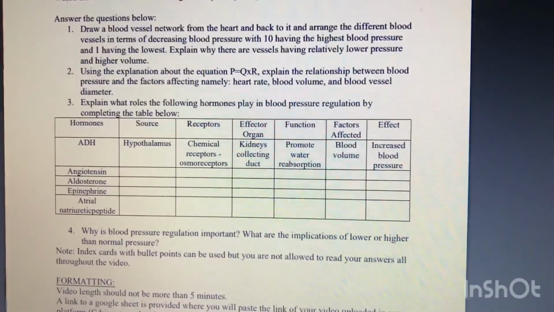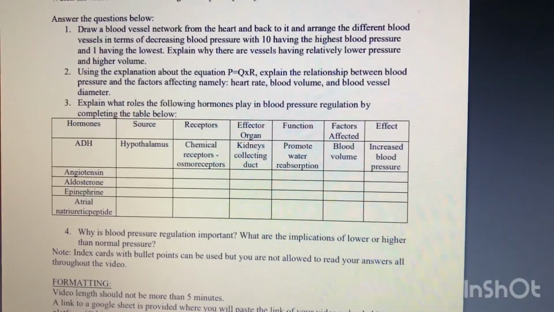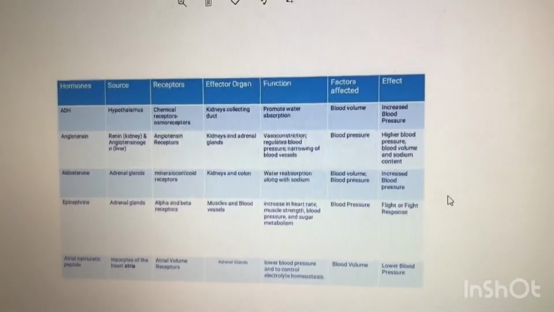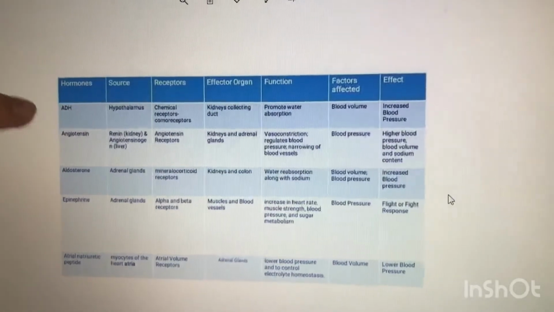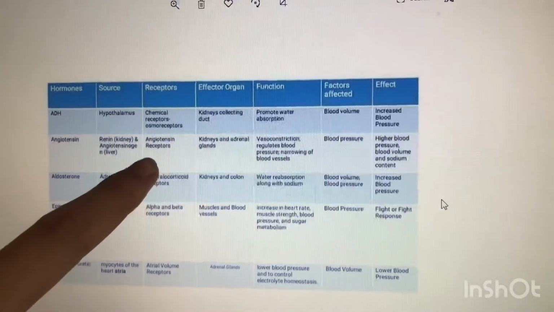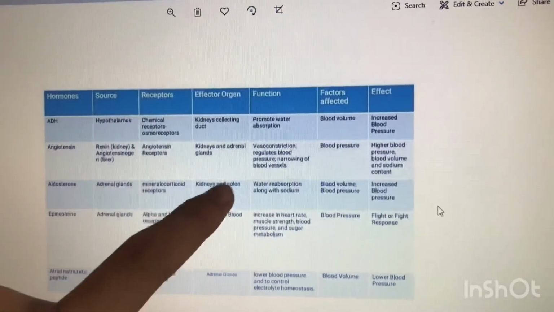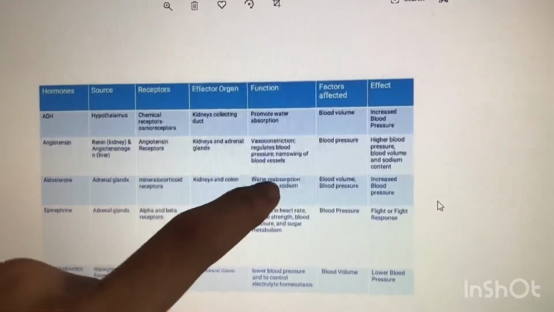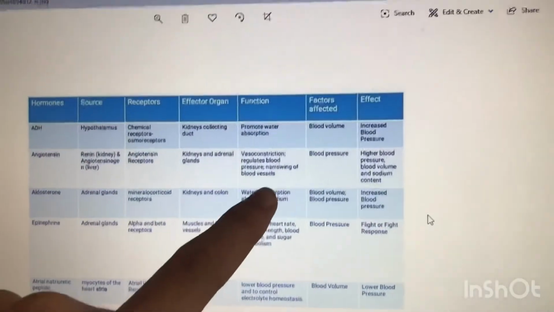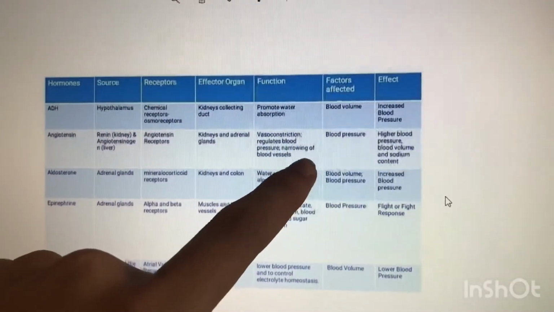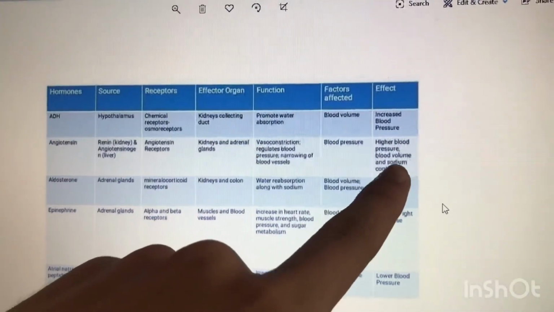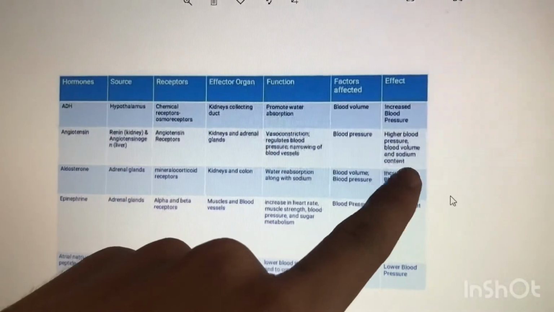Number 3. Explain what roles the following hormones play in blood pressure regulation by completing the table below. For the hormone angiotensin, the source is the kidney and the liver. Then its receptors are the angiotensin receptors. Its effector organs are the kidneys and adrenal glands. The function is vasoconstriction, or regulating blood pressure and narrowing of blood vessels. Factors affected are blood pressure, and the effect is higher blood pressure, blood volume, and sodium content.